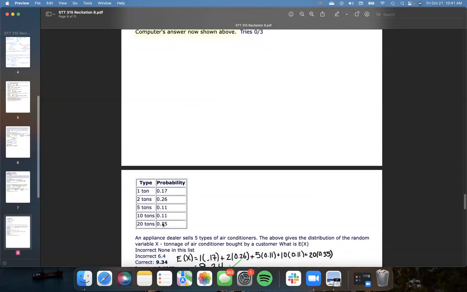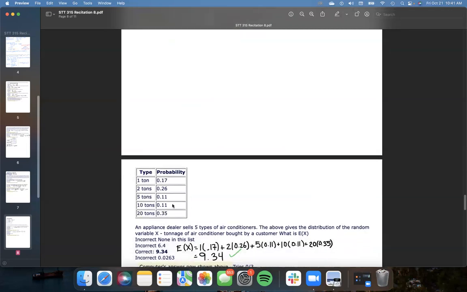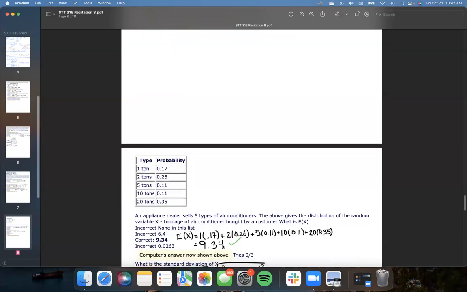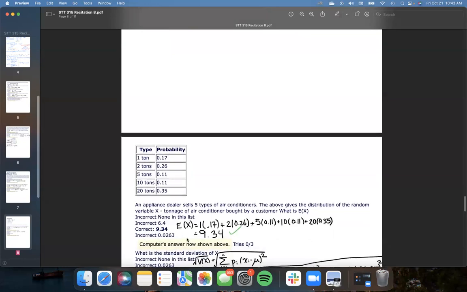The probability is associated with the amount of tons. So for the expectation of X, we would do 1 times 0.17, and then keep working our way down. So plus 2 times 0.26, plus 5 times 0.11, plus 10 times 0.11, plus 20 times 0.35, and that gives you 9.34. So that is the expectation of X.